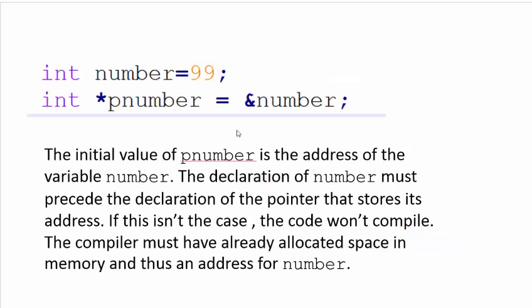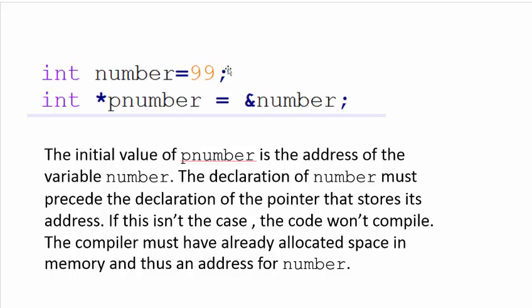So let's move on to this example right here. Here I've declared an int called number, and I'm storing in that location the number 99, and then this statement right here says that I'm making a variable called p number, and it's going to hold this address right here, which is the address of number, so it points to the address of number.